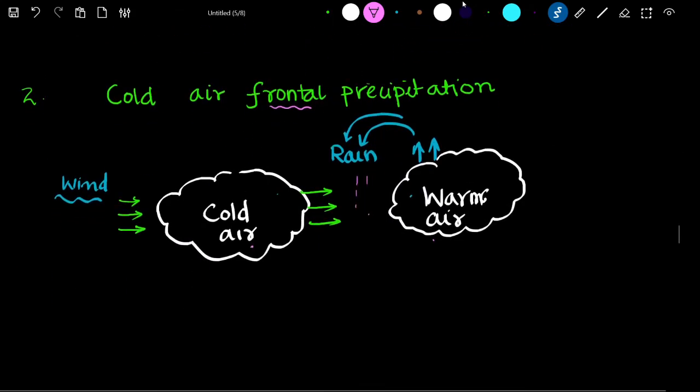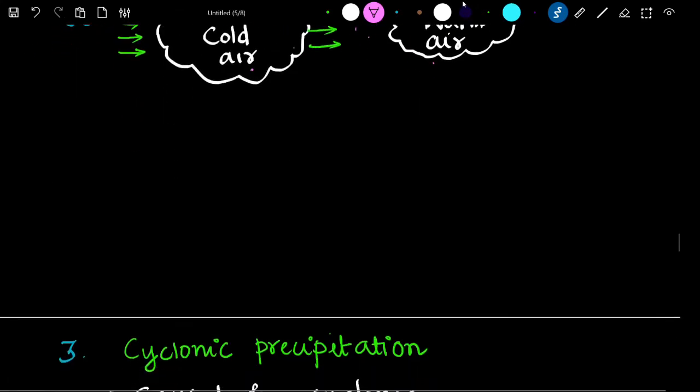The next one is the cold air frontal precipitation. Here the opposite, that is a cold air will be meeting the warm air. For example, the rainy season clouds you can call an example of a cold air frontal precipitation. So if it is carried by wind, it meets a warm air front, and what happens again, the warm air will be lifted above this cold air and the rainfall occurs. So this is the cold air frontal precipitation.